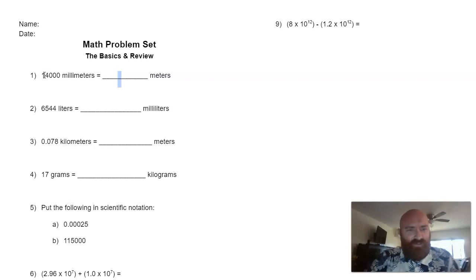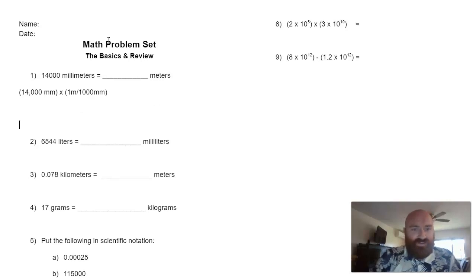Over here you see 14,000 millimeters, and we want to figure out how many meters that is. This is one of those basic problems. We need to understand that there's 1,000 millimeters in 1 meter. So one way to look at this would be to know that you have 14,000 millimeters, and then this is going to be multiplied by 1 meter divided by 1,000 millimeters.